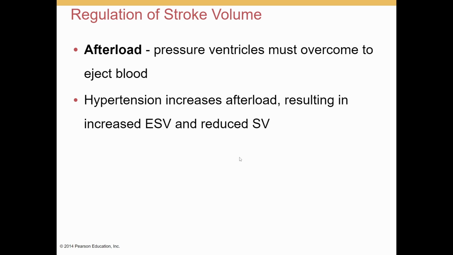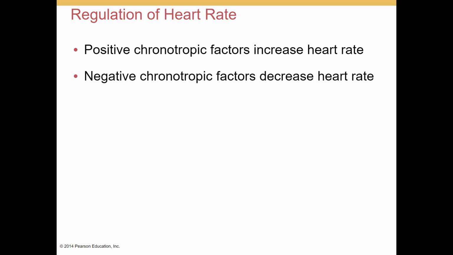And there's also afterload, which is the pressure in the ventricles that they must overcome to eject blood. Afterload is actually looking a lot at high blood pressure. Hypertension increases afterload. There's a lot of pressure in the arteries, then more pressure is needed by the heart myocardium in order to eject blood. If hypertension is very high, then that can actually increase ESV. It can make ventricular ejection not very successful and lead to a lot of blood pooling in the ventricles even after a heartbeat, and that reduces stroke volume.